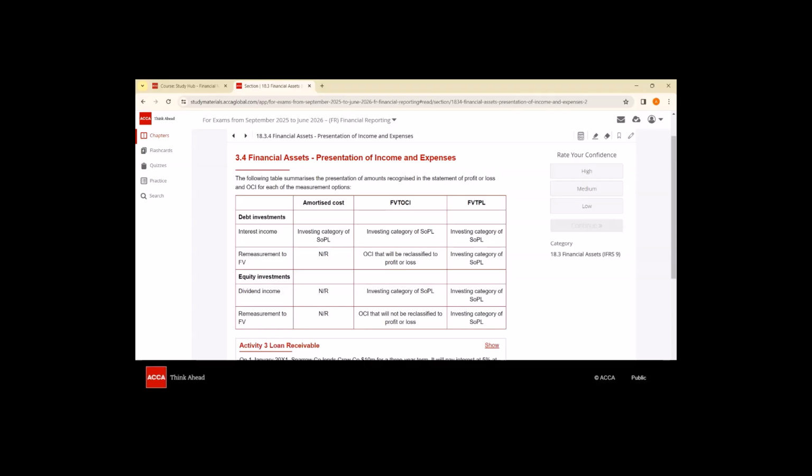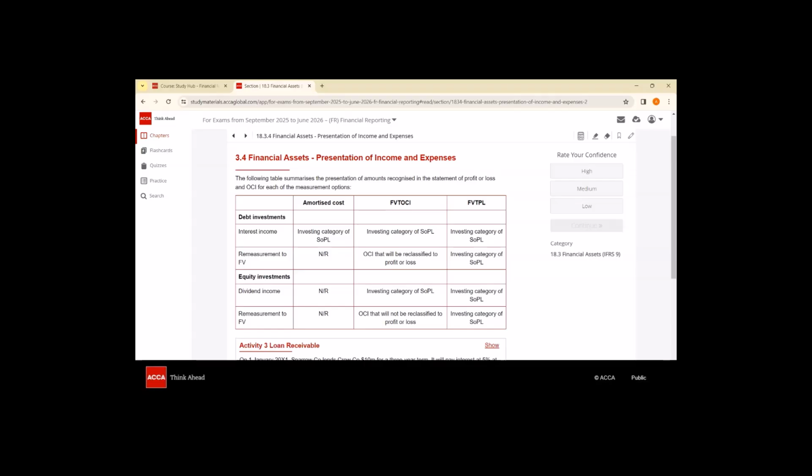Now, let's compare this with the equity instruments. If a company has made the investment, the holder has made investment in equity instruments of another company, then amortized cost is not applicable. When we talk about fair value through OCI, the dividend income is going to go in the investing part of the statement of profit or loss as per IFRS 18, and the remeasurement gain or loss, that is going to go to OCI, and that is never going to be reclassified to statement of profit or loss. So that's the difference, a very minute difference between debt instruments fair value through OCI and equity instruments.